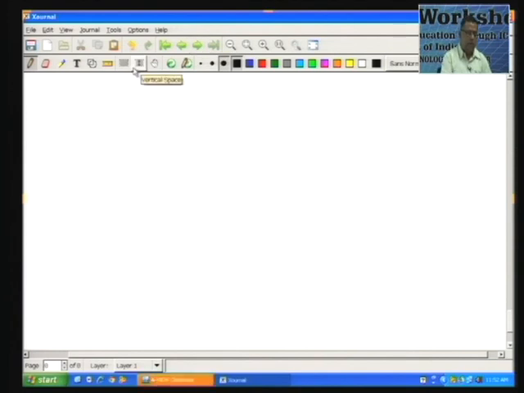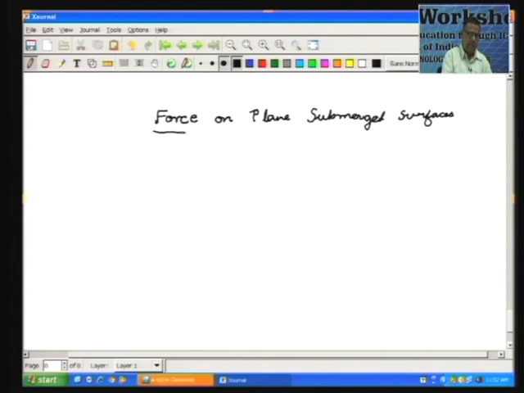So, first we will find forces, or force on plane submerged surfaces. And we will consider the general case.